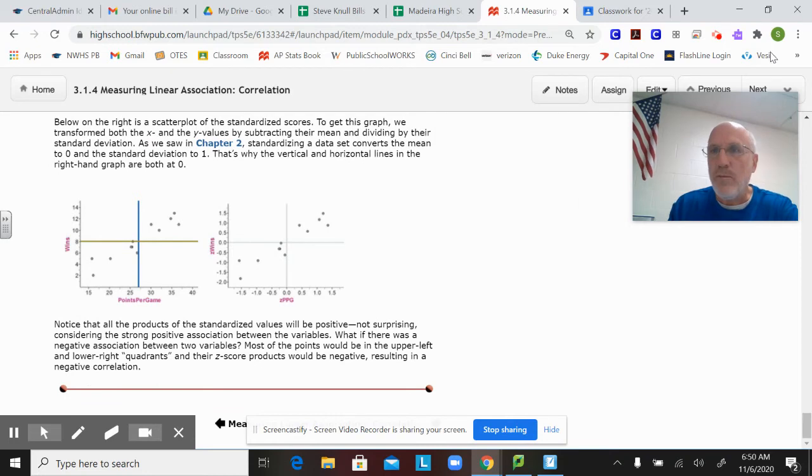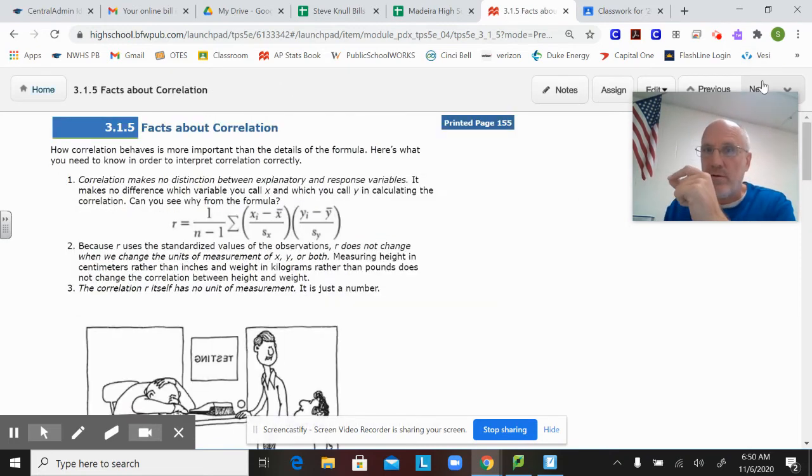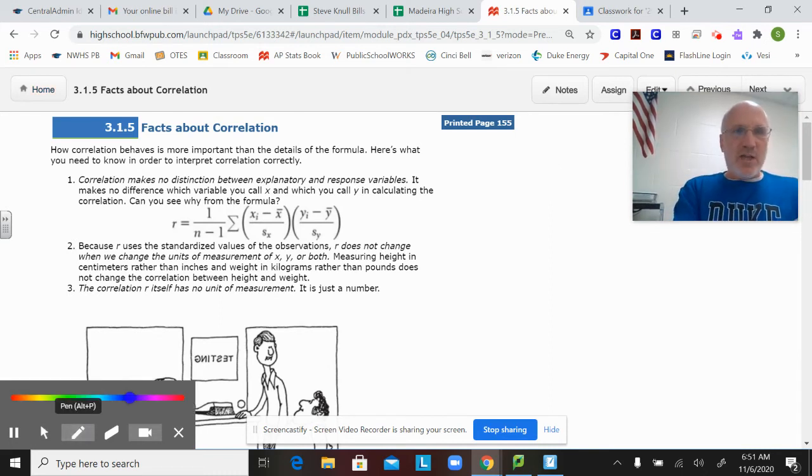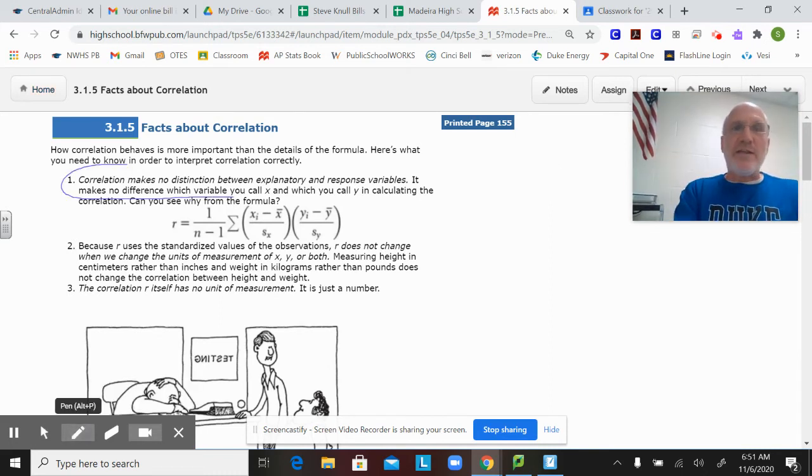Okay. One more very important section. It says facts about correlation. There are some facts and some easy misunderstandings about correlation that I need to highlight here. So, all right, first one. Let me go back to my pen. First one says that correlation makes no distinction between explanatory and response variable.